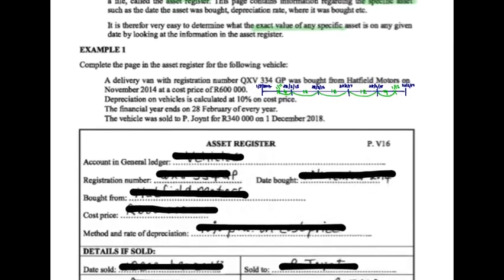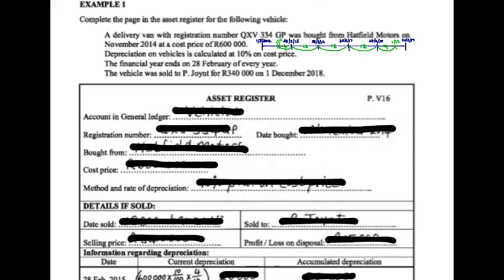Now let's look at an example together. Example number 1. Complete the page in the asset register for the following vehicle. A delivery van with the registration number QXV334GP was bought from Hatfield Motors on the 1st of November 2014 at a cost price of $600,000. Depreciation on vehicles is calculated at 10% on cost price. The financial year ends on the 28th of February every year, and the vehicle was then sold to P Joint for $340,000 on the 1st of December.